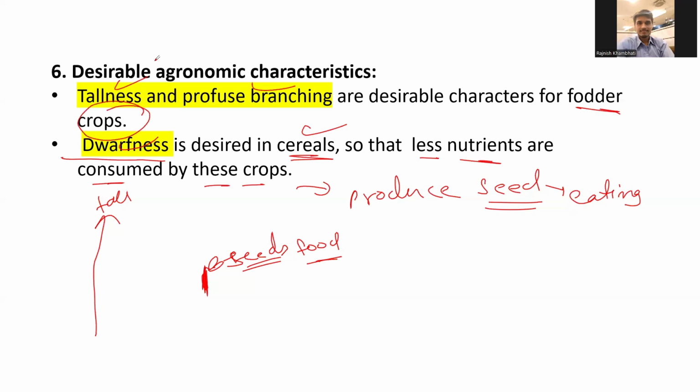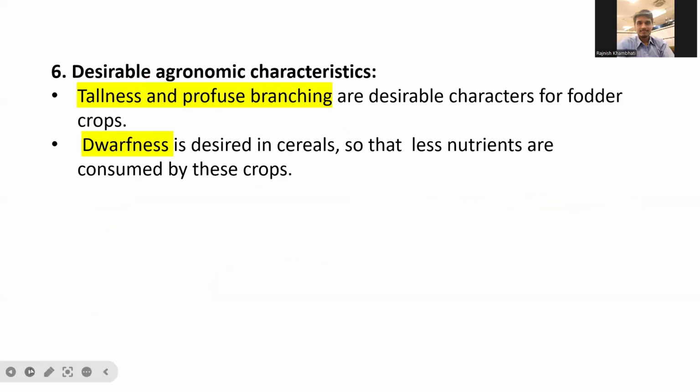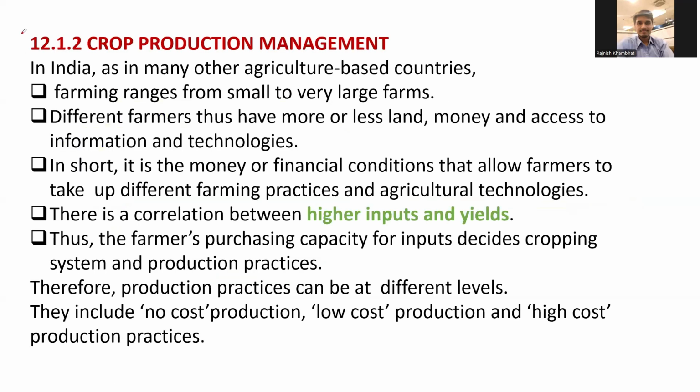So these kinds of desirable agronomic characters we can get by hybridization. Okay, the topic is over. Now, the next topic is 12.1.2, crop production management. Let's read over here.